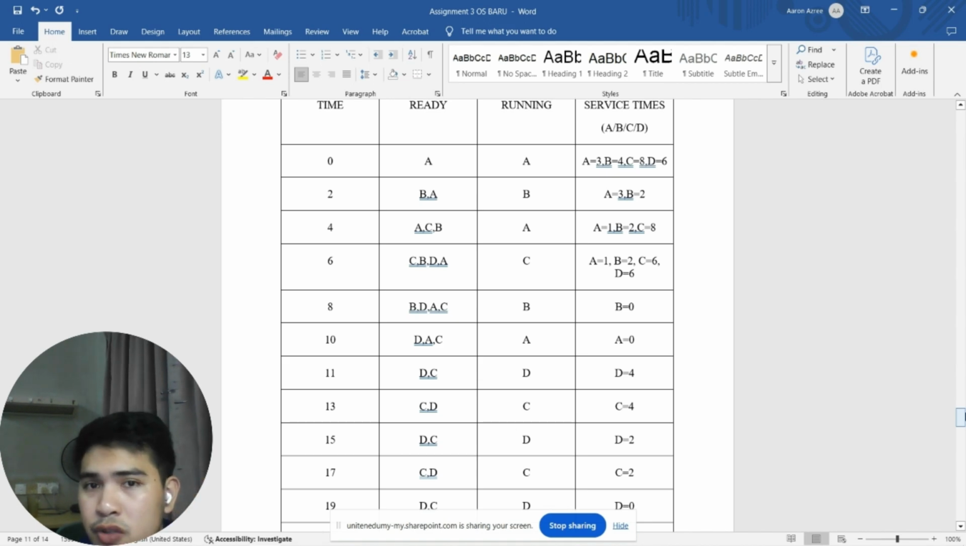As you can see in 11, for running it's D, and it shows that D equals 4 at the end of 11, because initially the time for D to be completed is 6 and the quantum is 2, so 6 minus 2 becomes 4. So at the end of 11, D equals 4, and it is still inside the queue for the next process. So that's all for my part. My colleagues will explain the rest.